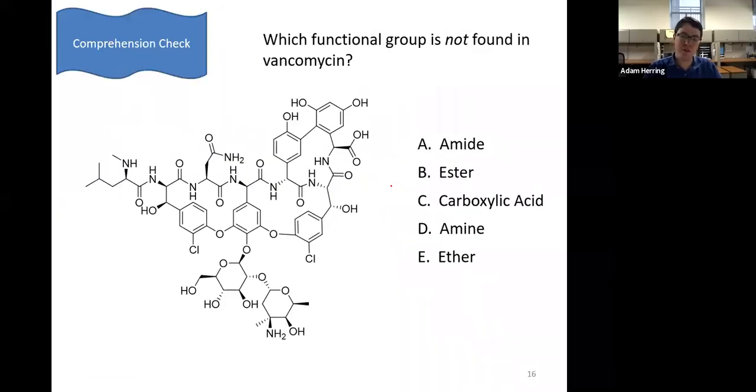Let's now take a look at functional groups. So which functional group listed there is not in the molecule shown? This is vancomycin, which is an anti-bacterial drug.